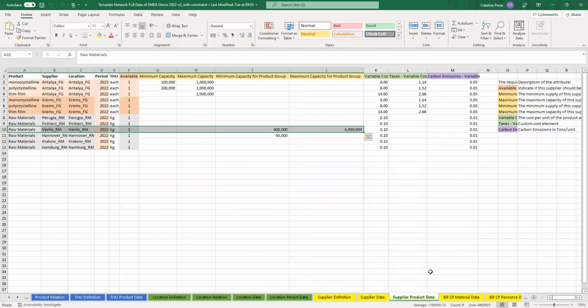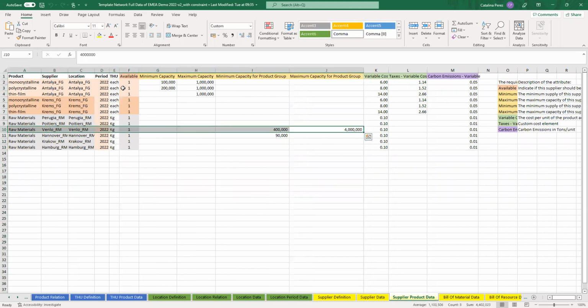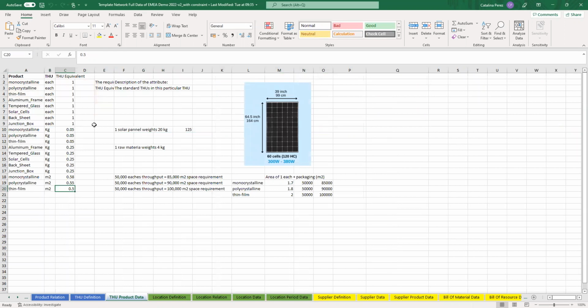For example, here in supplier product data, we see that column E is THU, and depending on the THU you write, the app will refer to these numbers and convert them based on the THU equivalency into eaches. So here, for example, what we're saying is that the maximum capacity of Venlo raw material supplier is 4 million kilograms. What the app will do is take this 4 million kilograms and multiply it times the THU equivalency to convert it into your base unit. This column also appears on other sheets, such as customer product data, all of the resource sheets, and the transportation sheets as well.